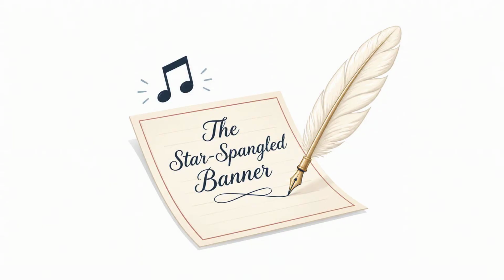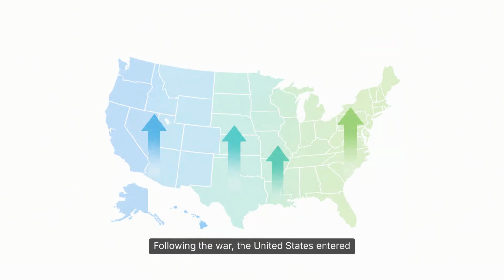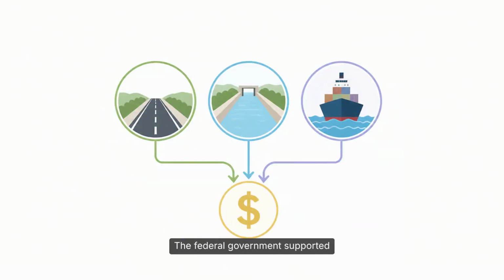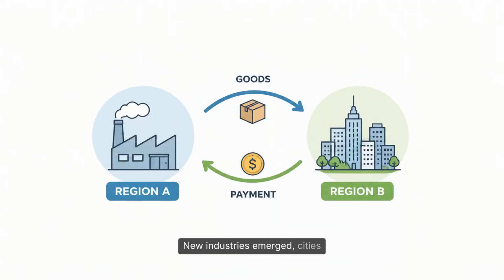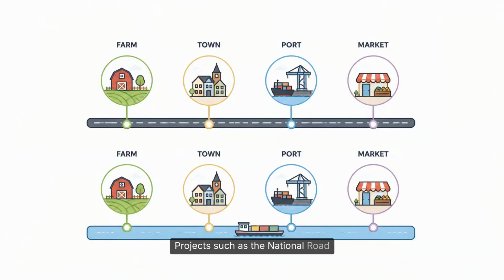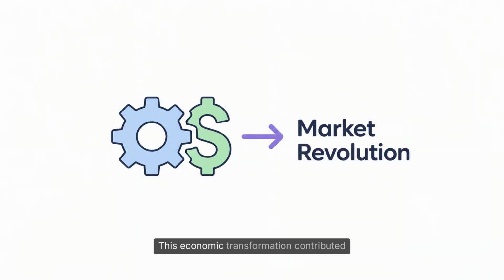Following the war, the United States entered a period of increased national development. The federal government supported roads, canals, transportation networks, and commercial expansion. New industries emerged, cities grew, and trade increased among different regions of the country. Projects such as the National Road and the Erie Canal helped connect farms, towns, ports, and markets. This economic transformation contributed to what became known as the Market Revolution.